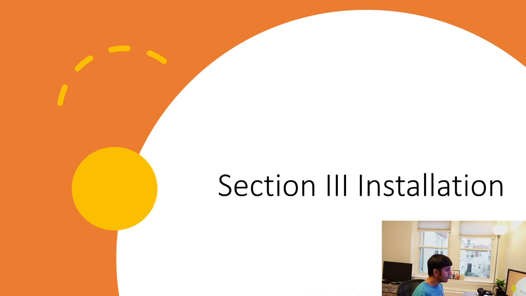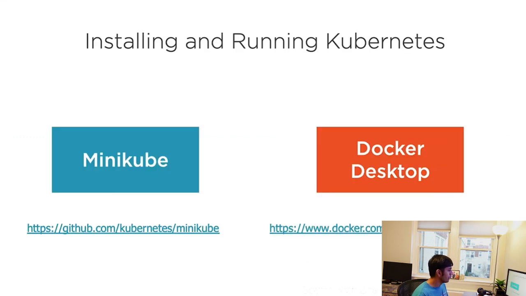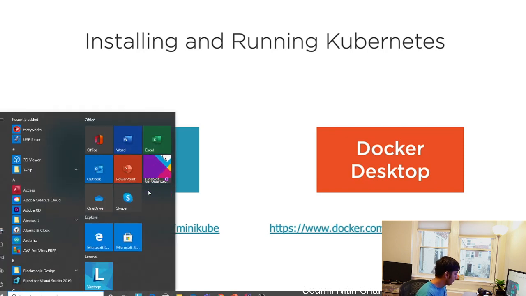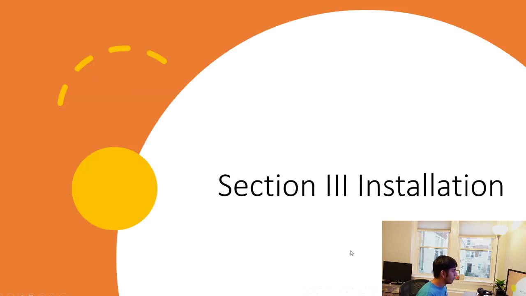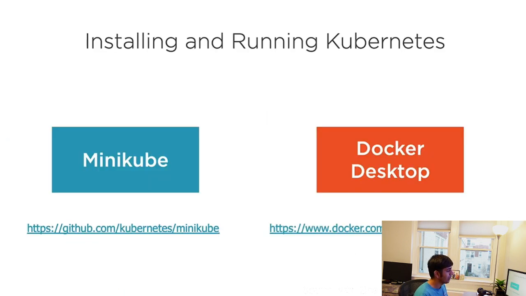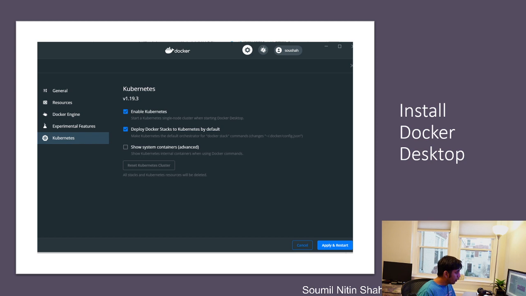So that's that. Section 3 is the installation. So you want to install Kubernetes now, right? Everyone wants to install Kubernetes. First of all, let's run Kubernetes locally. You can run this via Minikube or Docker Desktop. I already have Docker Desktop here, and I'm going to show you how to do the installation. There are two ways, using Minikube and Docker Desktop. In this video, we'll be using Docker Desktop. The way you would do that is you would open Docker Desktop, and you see the option to enable Kubernetes and deploy Docker stacks to Kubernetes. By default, you want to click that option.